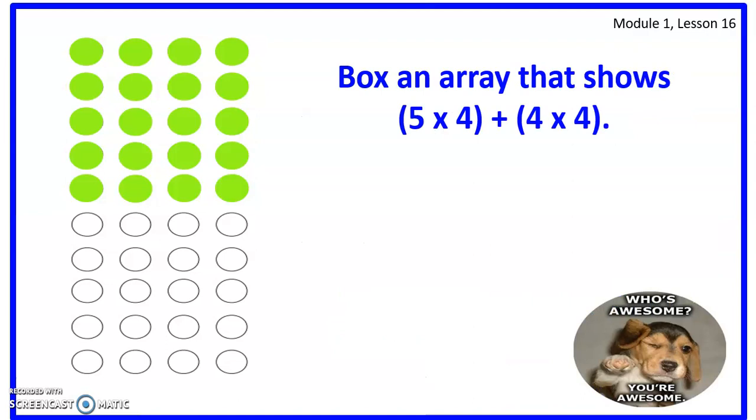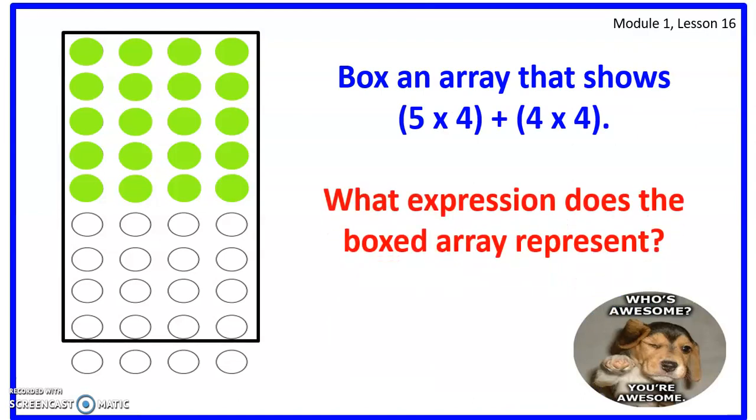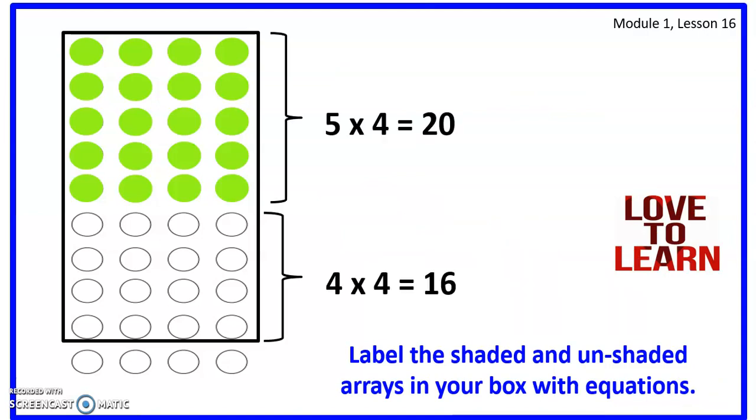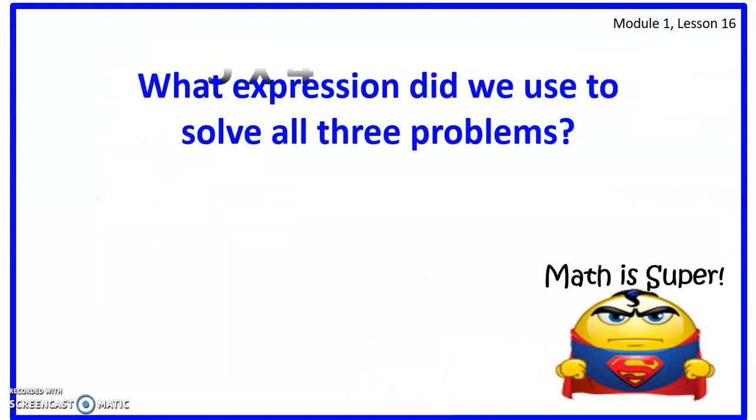Now let us show 5 times 4 plus 4 times 4. What expression does this box represent? 9 times 4. If we are to label, this is 5 times 4 plus 4 times 4. 5 times 4 is 20. 4 times 4 is 16. If we add together, that gives us 36, as 9 times 4 is also 36.